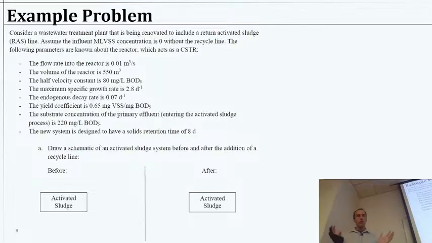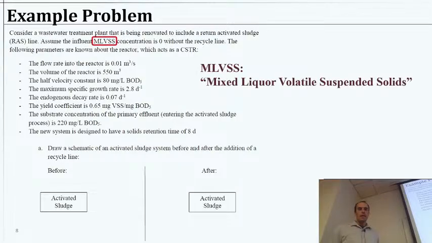Okay, so here we consider a wastewater treatment plant that is being renovated to include a return activated sludge line, or RAS. Assume the influent MLVSS, and by the way, that's one term I haven't mentioned yet. That is mixed liquor suspended solids. That just means, or mixed liquor volatile suspended solids. That's just our X, okay? And in this case, it says influent.